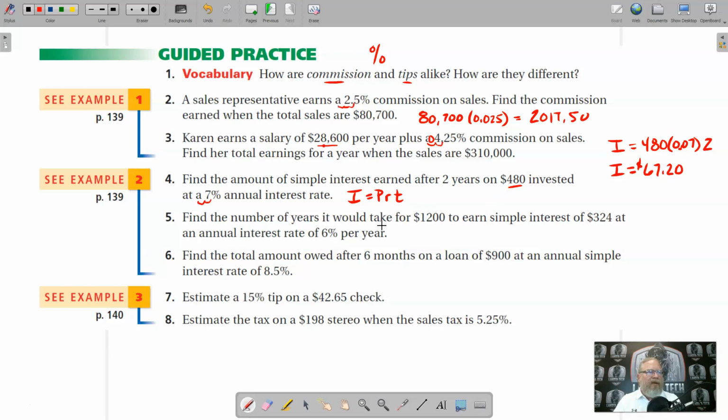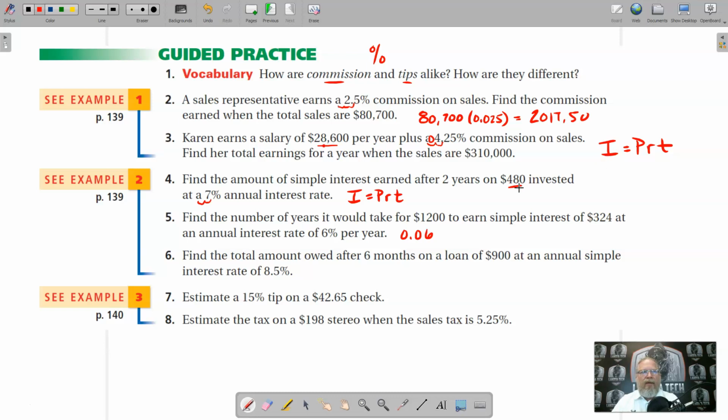Find the number of years it would take for $1,200 to earn simple interest of $324 at an annual interest rate of 6%. So that's 6%. Is going to be what, 0.06. So this is what we're going to use for our rate. And go ahead and erase this here. And let's go ahead and plug that in. So this time, let's write the formula. Interest equals principal times rate times time.